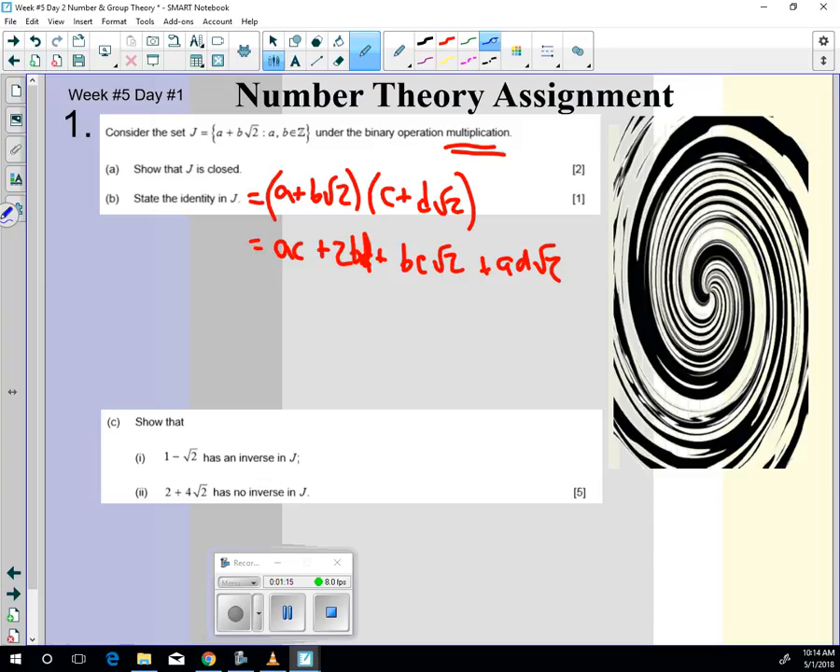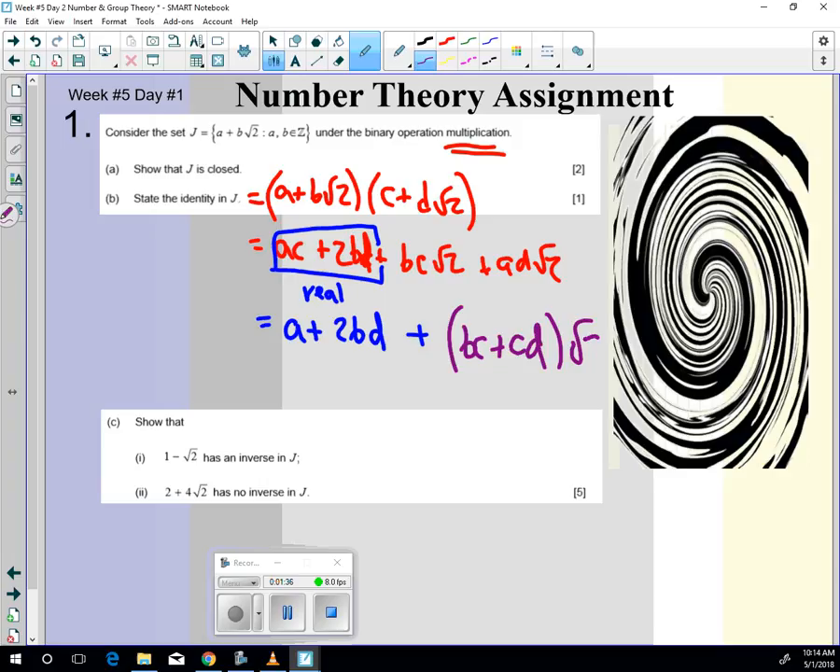Now what's interesting about this is that this part is real, and this part, well, I'm going to rewrite it. ac plus 2bd, that's real. And then this part, bc plus ad, times the square root of 2. Actually they're both real. I should have said these are going to be integers. Because a and b are elements of the integers, this will be an integer and this will be an irrational.